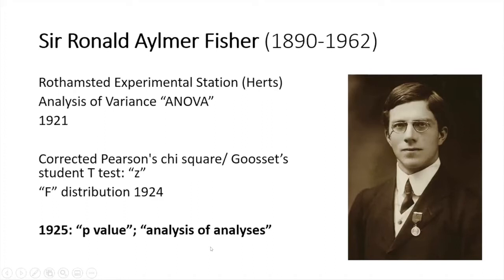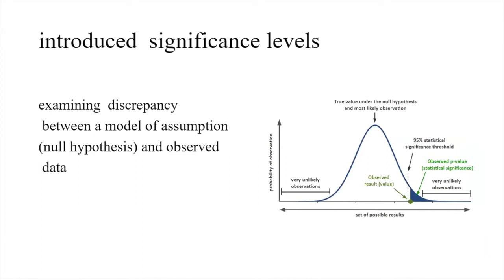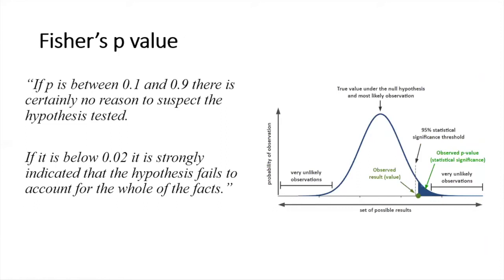Anyway, what Fisher introduced was significance levels, so that when we use a model of testing, we can examine the discrepancy between our model of assumption and our observed data. And we either expect to see the result, or what we have observed is weird, way out, and not what we expected. And that makes it significant. And Fisher actually came up with 2%. If the p-value was between 10 and 90%, there was no reason to suspect the hypothesis. And if it was less than 2%, it suggested that the hypothesis fails to account for the whole fact in that setup. So look, how did we end up with 5%?